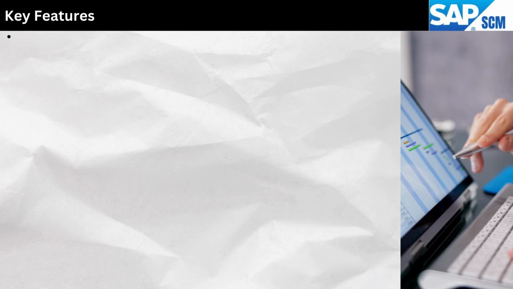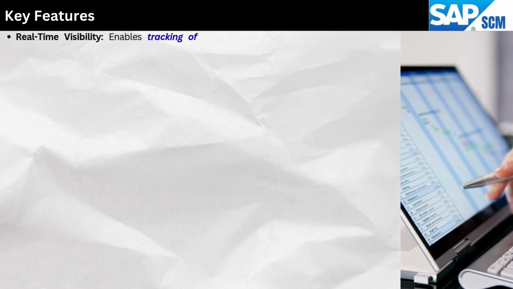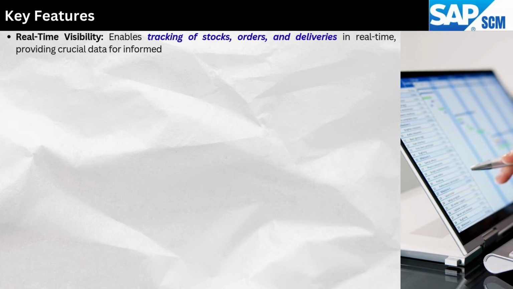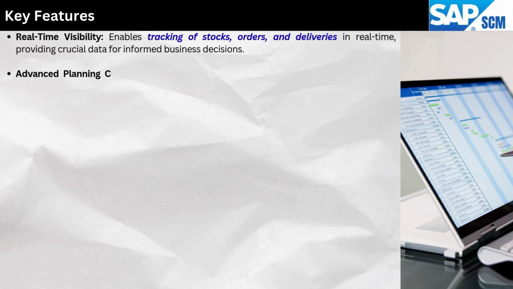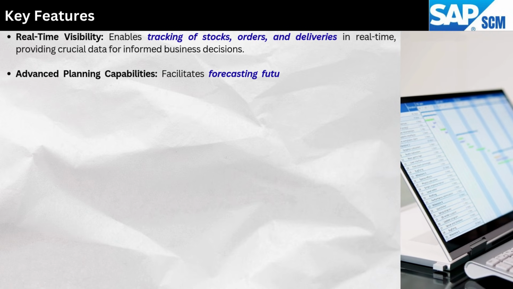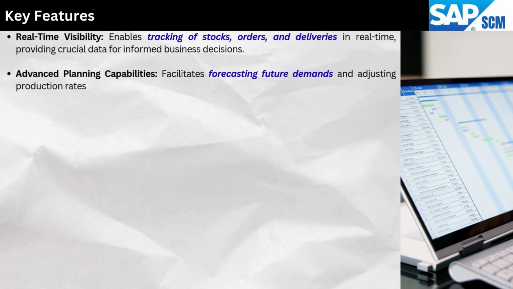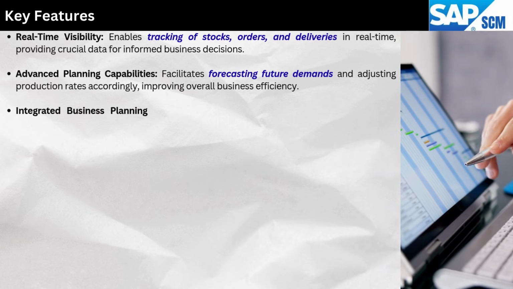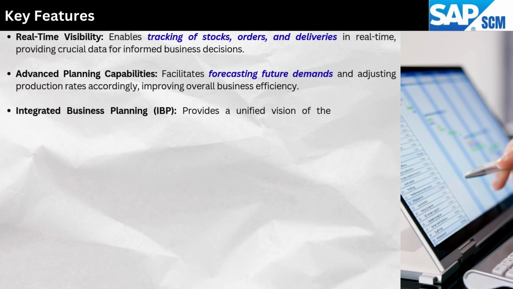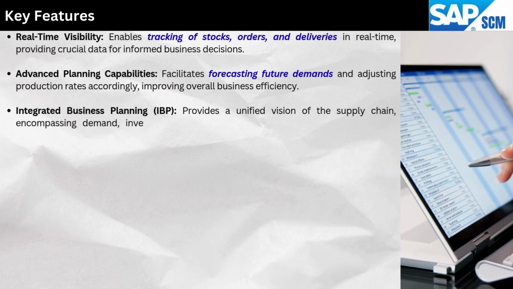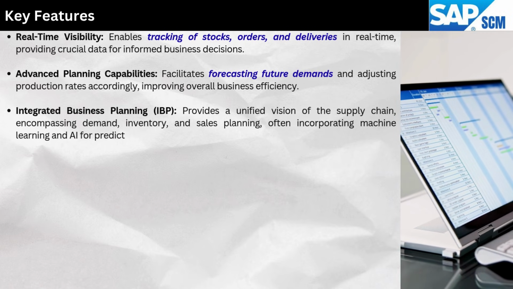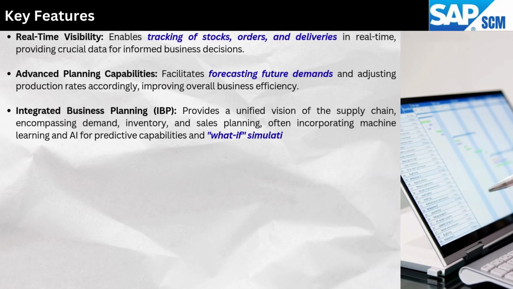Key features. Real-time visibility enables tracking of stocks, orders, and deliveries in real time, providing crucial data for informed business decisions. Advanced planning capabilities facilitate forecasting future demands and adjusting production rates accordingly, improving overall business efficiency. Integrated business planning, IBP, provides a unified vision of the supply chain, encompassing demand, inventory, and sales planning, often incorporating machine learning and AI for predictive capabilities and what-if simulations.